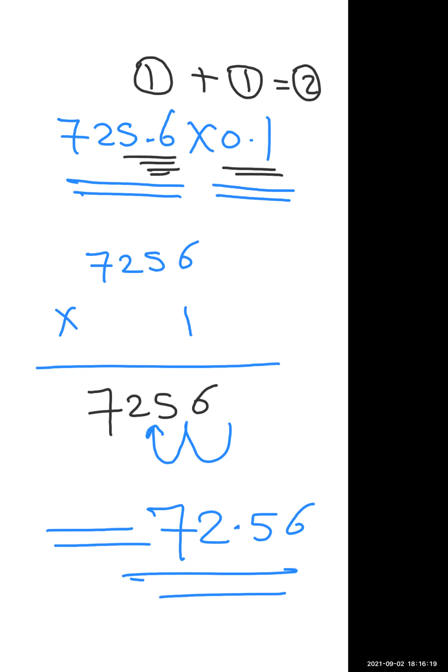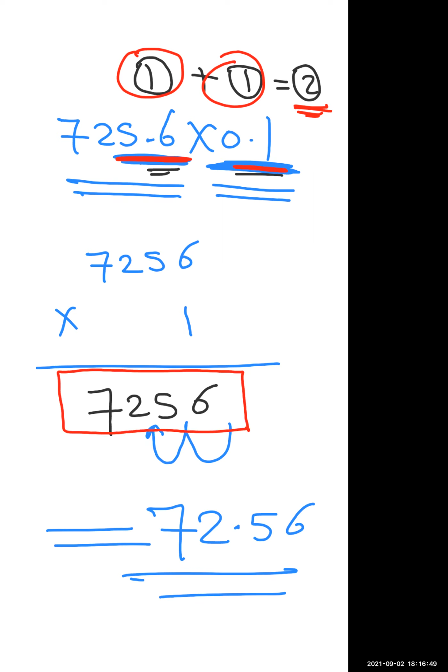Okay, so now it's time to write down the decimal point. Now, there is one decimal place here and also one here, correct? So one decimal place plus one decimal place is two decimal places. Are you okay till now? So this is the answer. Place your decimal point. It will be like this, 1, 2. So the number will be 72, then 0.56.